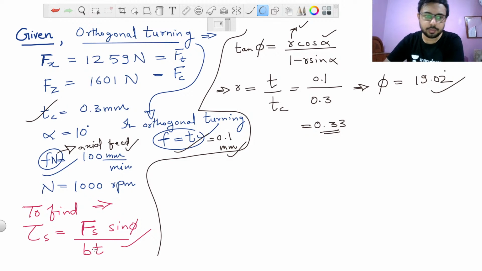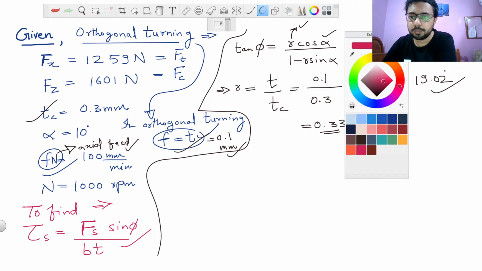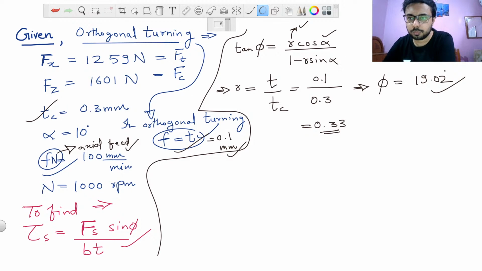But before we can put this value here, we have the width, and one more thing, you have to calculate Fs, which is the shear force. So to calculate Fs you have to use the merchant circle, or you can use the pre-made formula that you can study, but I do not recommend remembering that, because that will ultimately make your whole learning of machining more cumbersome, because you have to be very precise in your remembrance of the formula. So just remember what the merchant circle is and use this to get your required equation.